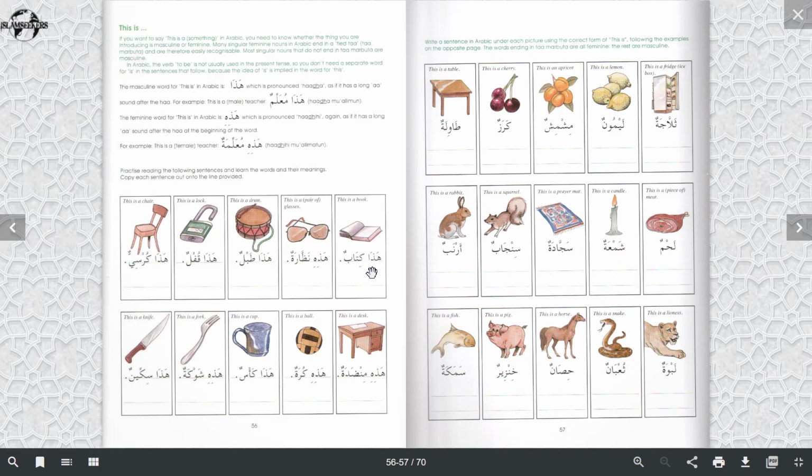This is a book. هذا كتاب. This is a pair of glasses. هذه نظارة. This is a drum. هذا طبل. This is a lock. هذا قفل. This is a chair. هذا كرسي. This is a desk. هذه منضدة. This is a ball. هذه كرة. This is a cup. هذا كأس. This is a fork. هذه شوكة. This is a knife. هذا سكين.